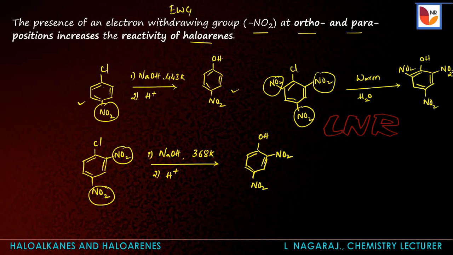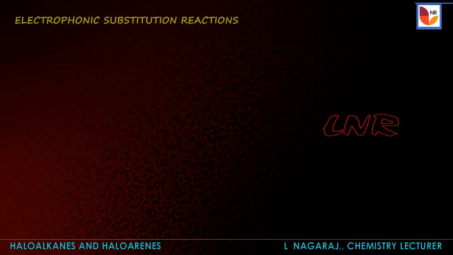That is, in the presence of only one nitro group or one electron withdrawing group, the reaction takes place at high temperature. Greater the number of electron withdrawing groups, the reaction takes place at very low temperature. That is, it does not require much temperature in order to carry out the chemical reaction. Next, let us discuss the electrophilic substitution reactions of haloarenes.